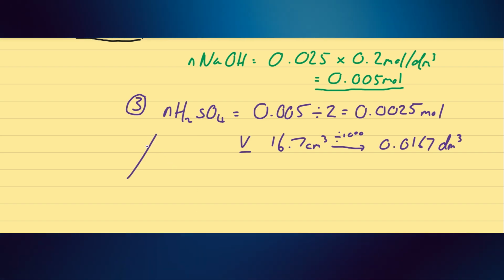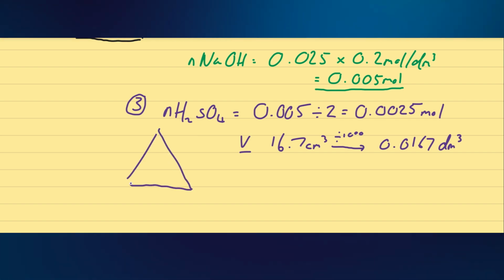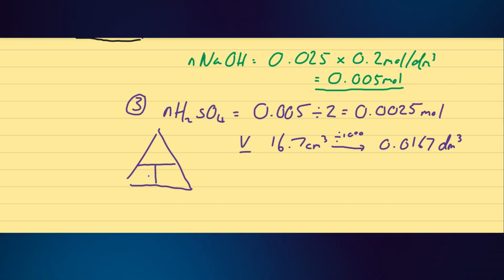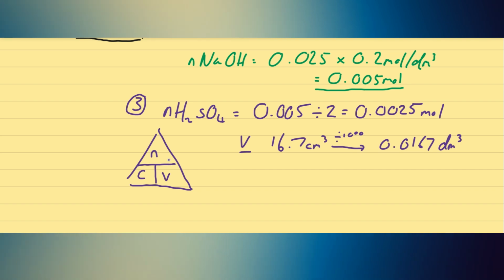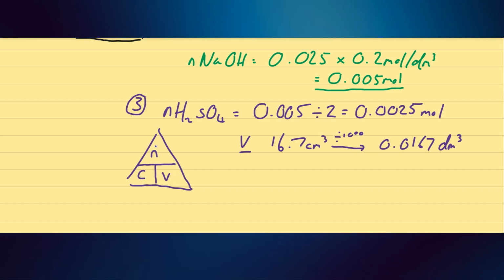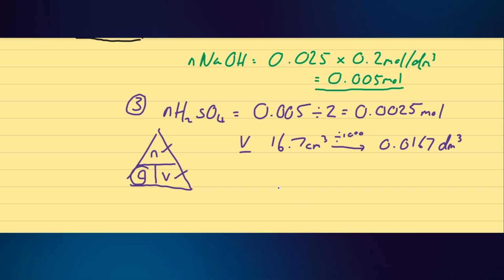Okay. Now again, I'm actually going to come back and I'm going to draw my triangle out again for H2SO4. My really rough triangle. So my concentration, my number of moles, and my volume. What do I have here? I have my number of moles and my volume. I can work out my concentration as the question wanted me to.